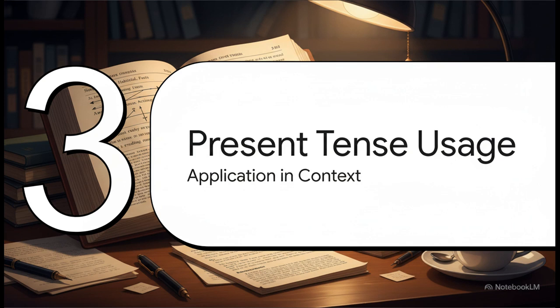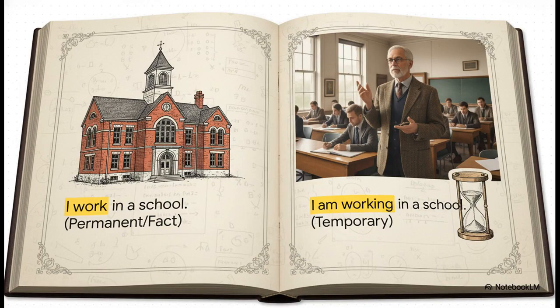All right, Section 3, contrasting present tense usage and applying this in context. Applying these structures completely alters the underlying reality of what you're saying. The juxtaposition is incredibly clear. When you say, I work in a school, using the simple tense, you're showing us a photograph. It implies a permanent career, a stable fact about your identity.